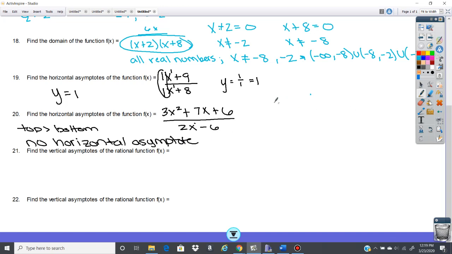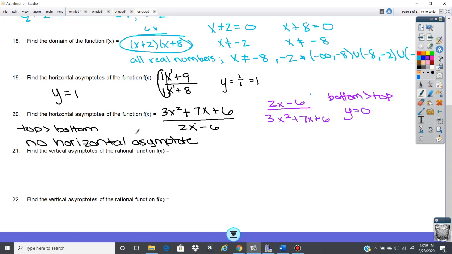Okay, the case where the bottom is greater than the top, so let's say we switch those. Let's say we did a different color here: 2x minus 6 over 3x squared plus 7x plus 6. That would be the case where the bottom is greater than the top. There is a horizontal asymptote of y equals 0. So those are your three cases. Either the same degree, you divide; the top is greater than the bottom, you have no horizontal asymptote; or the bottom is greater than the top, y equals 0.